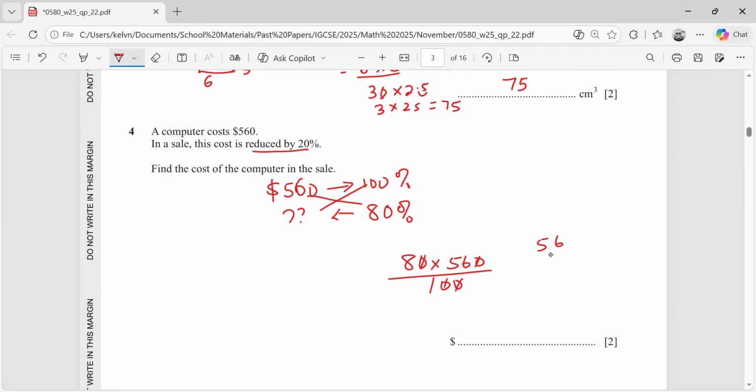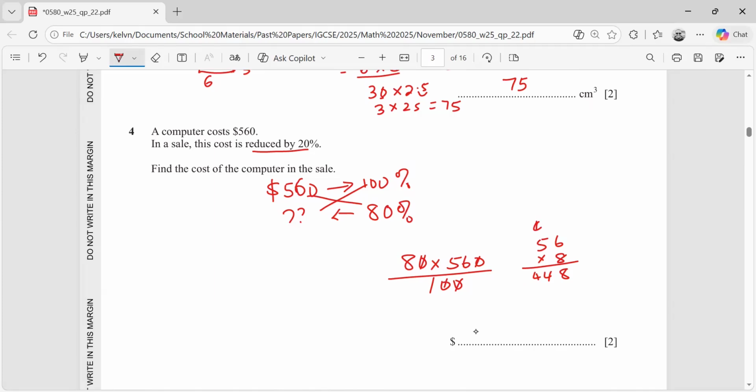Okay, this is 56. We don't have a calculator, we're not allowed. We can just do these things the old-fashioned way. This is 6 times 8 is 48, carry a 4. And then 8 times 5 is 40, 40 plus 4 is 448.